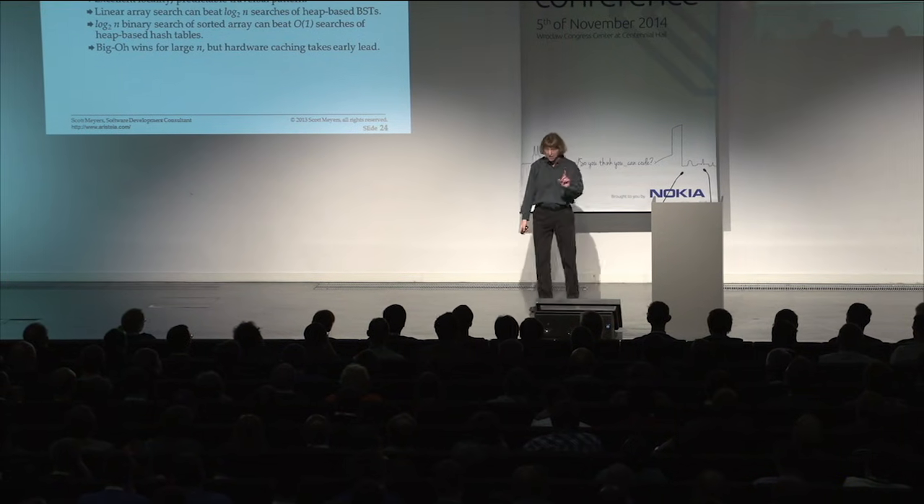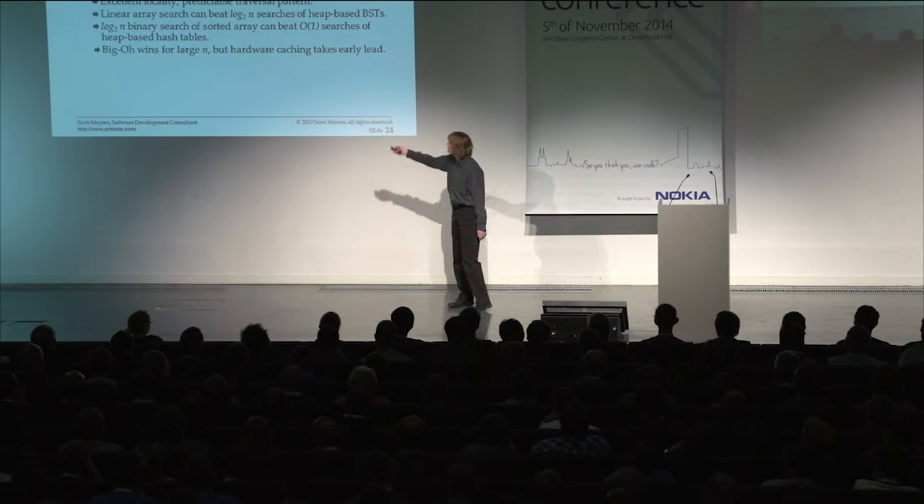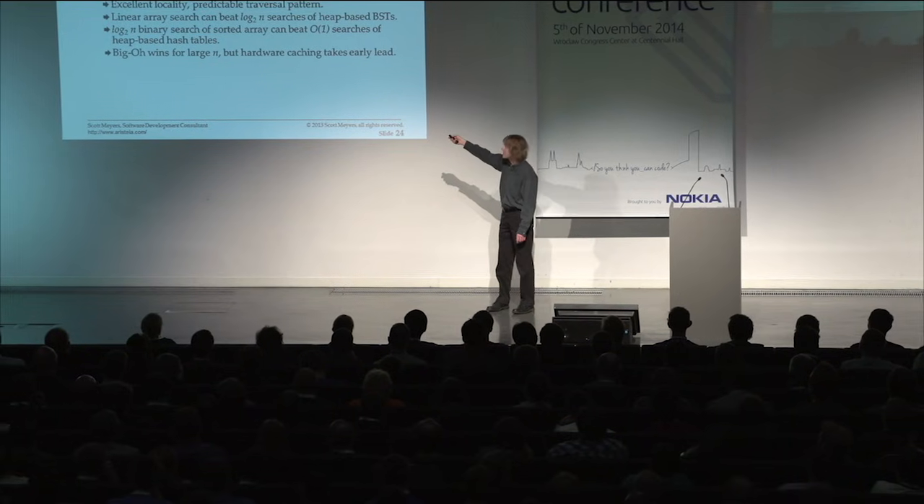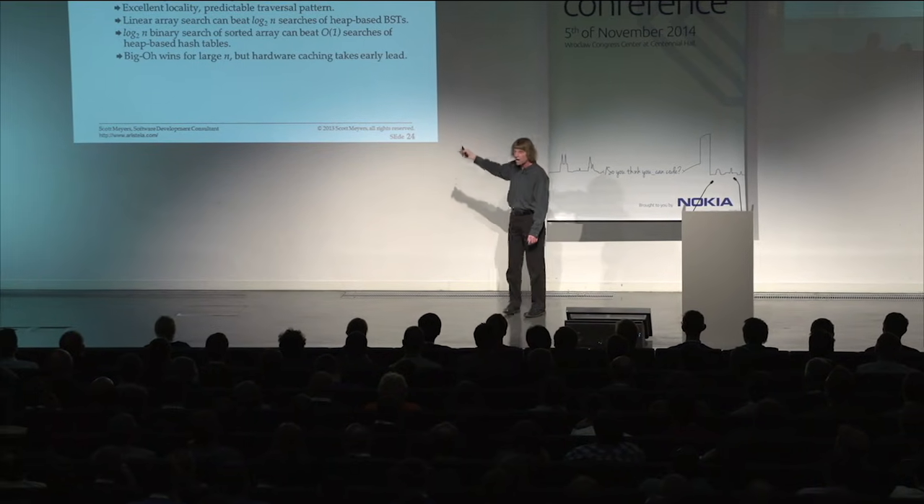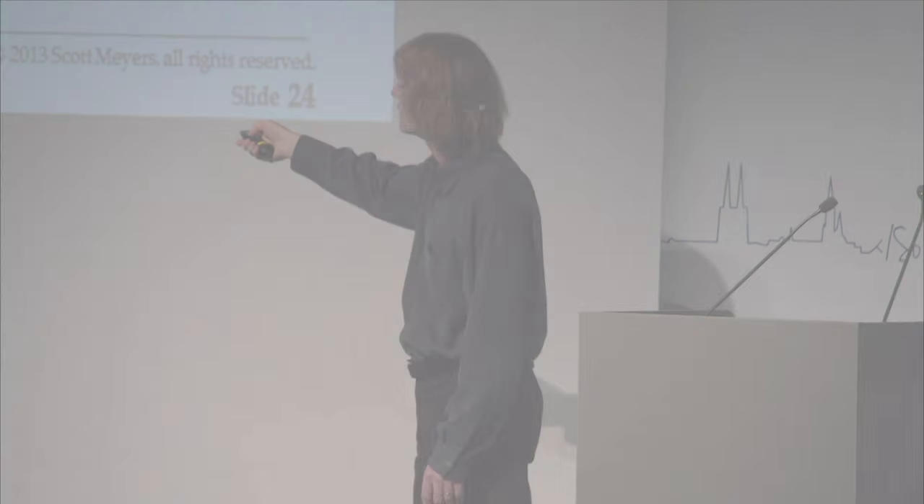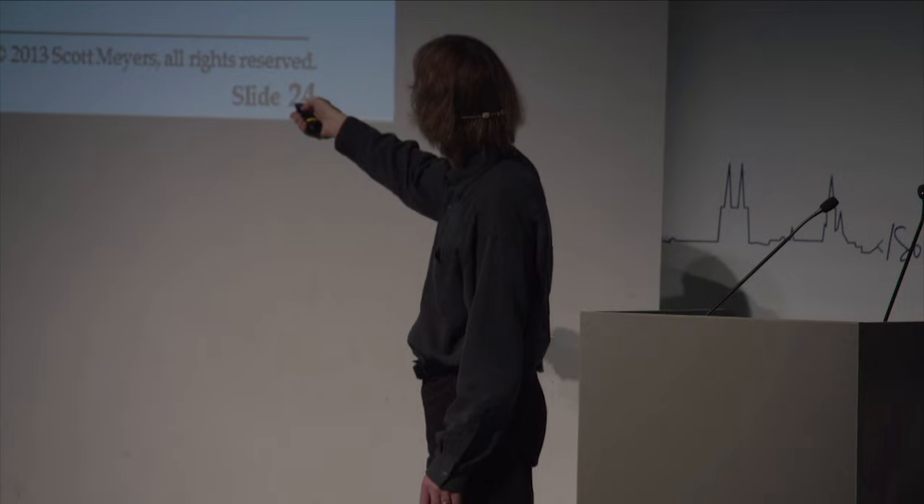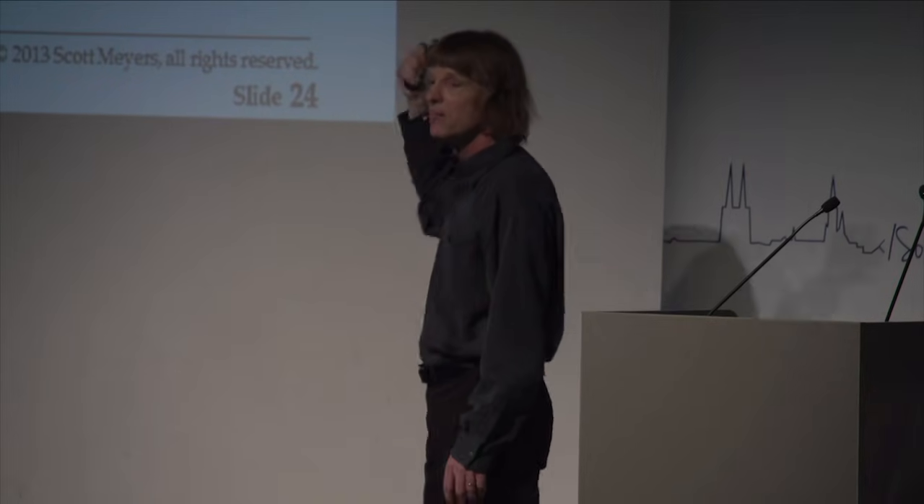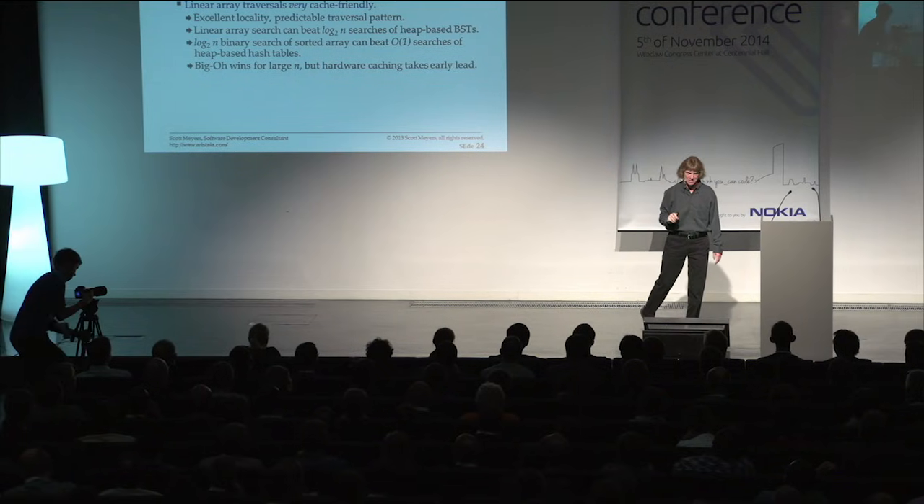So linear, predictable access patterns that are consistent with forward and reverse traversals through cache are the best you can possibly get. And this means, from a data structure point of view, that linear array traversals are extremely cache friendly. Of all the fancy data structures in the world that you can come up with, the one the hardware likes best is an array. The lowly array is really what the hardware is very fond of. It has great locality, it's a predictable pattern, it has great traversals, and this means that a linear array search can beat a binary search of a heap-based binary search tree, because heap-based binary search trees have to chase pointers, which means you get lots of cache misses.